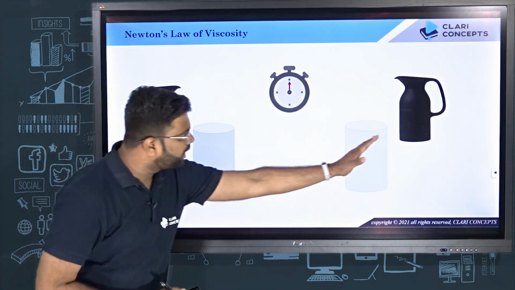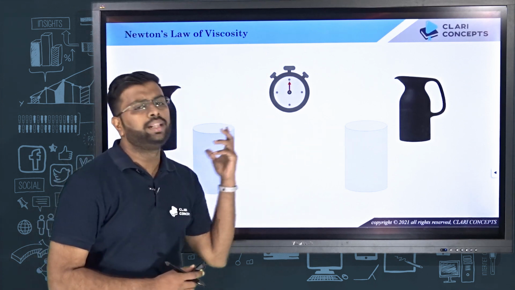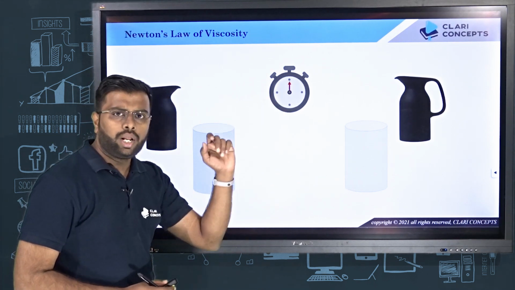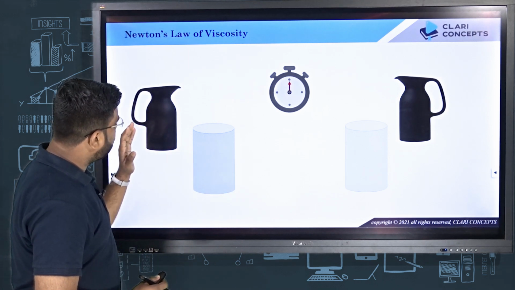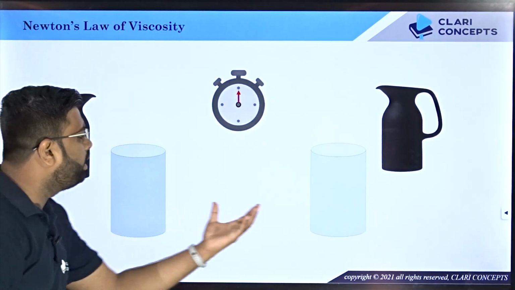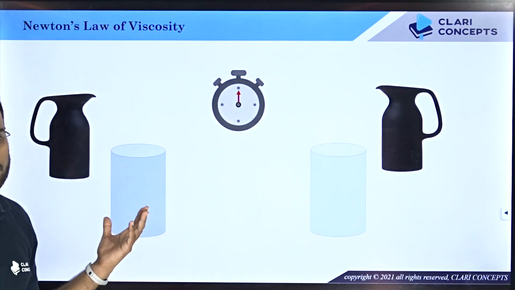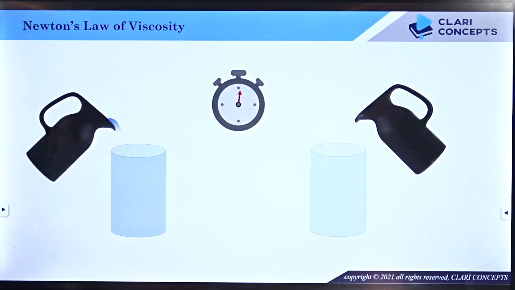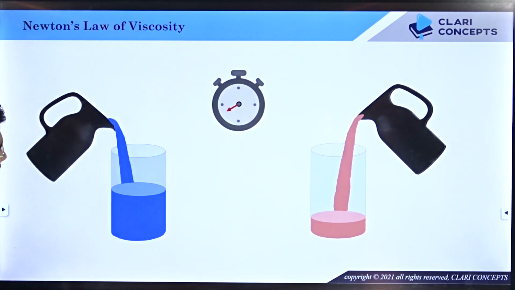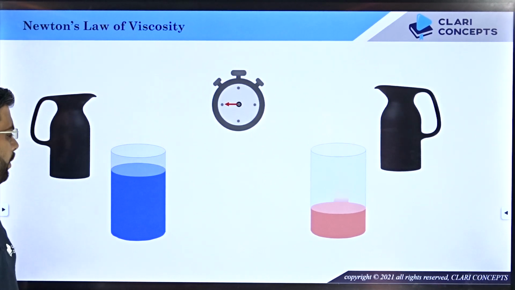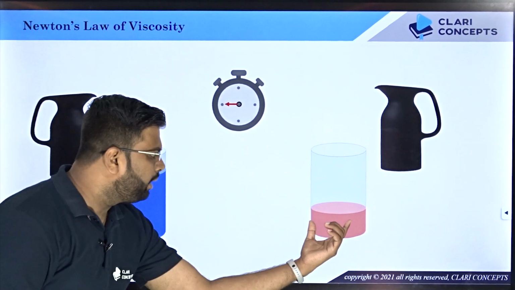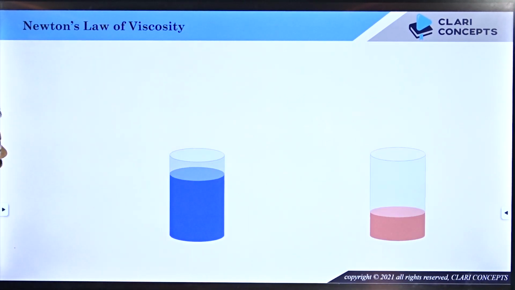I have two different jars that you can see, and I have two different fluids filled in those jars, right? I have two empty beakers and I have a stopwatch. I will try to tilt both the jars at the same angle for the same period of time, and we'll see how much quantity of fluid is filled in both of these beakers. Let's do the experiment. I'm tilting the jars at the same angle for the same period of time, and then I take them off. What I've noticed is, in the left beaker I have more fluid filled, in the right beaker I have less fluid filled. So the question is, why is that?